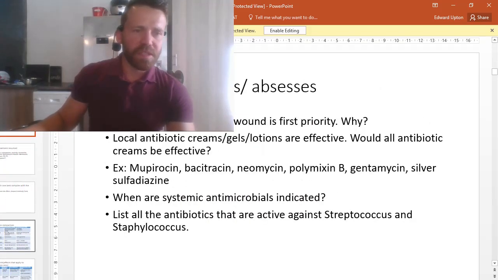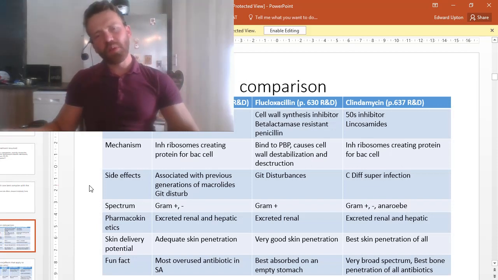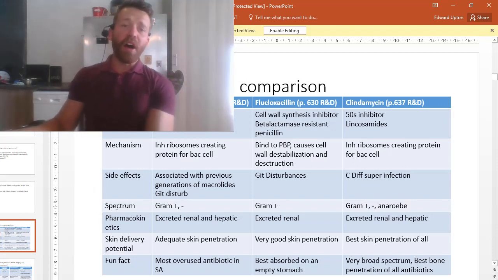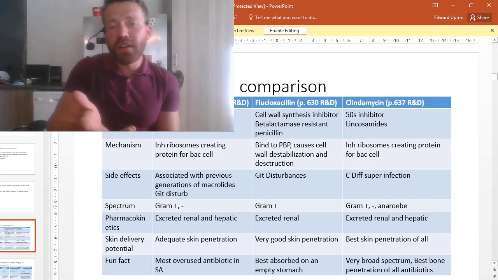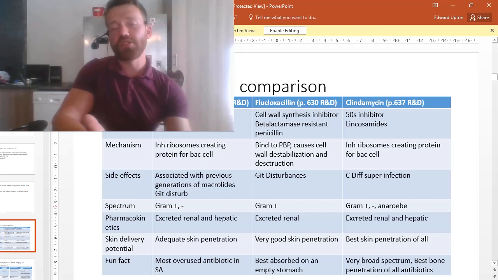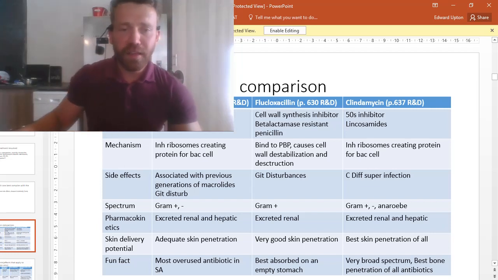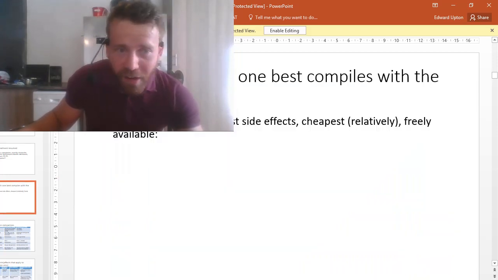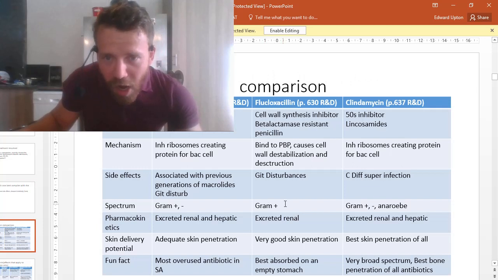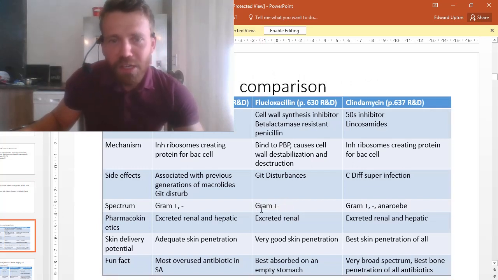So this slide here, I wouldn't really ask you a lot from this slide. I might actually give you all of this information in a test, and then I would ask you which one is rationally the best one to use for a boil. And if you're thinking rational medicine use, you have to think which one is the most narrow spectrum, like I told you in the slide right here. And then you say, oh my word, but only gram-positive, that makes so much sense.